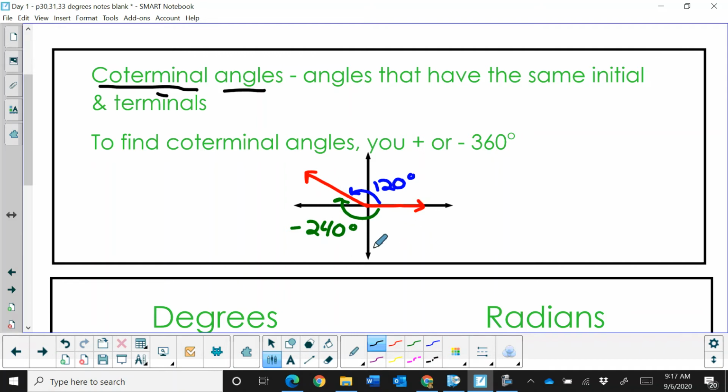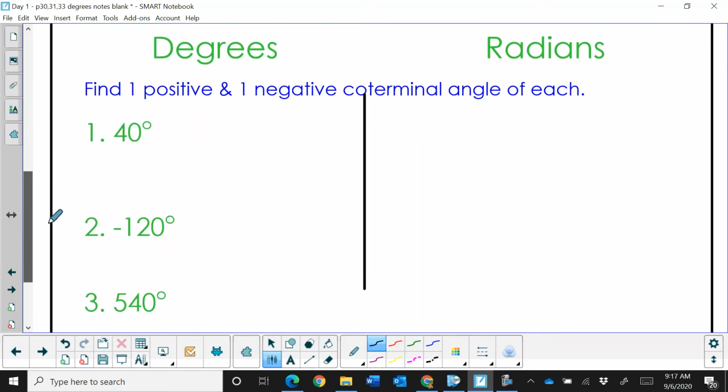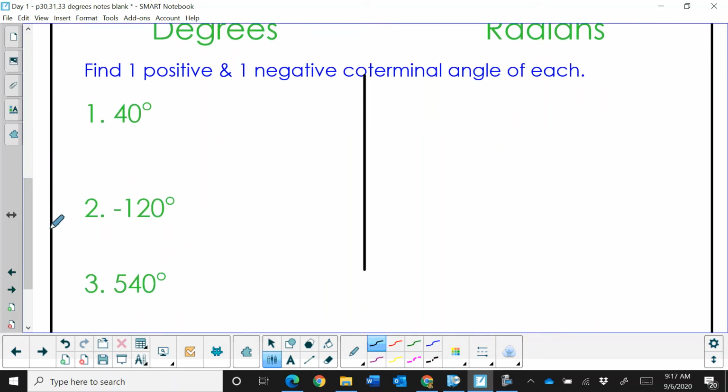So it might be looped twice to get there, but it's in the same beginning position and same ending position. So it's kind of like hands on a clock. As they spin around, they can have the same positions. Now, let's find a positive and a negative coterminal angle for 40 degrees.